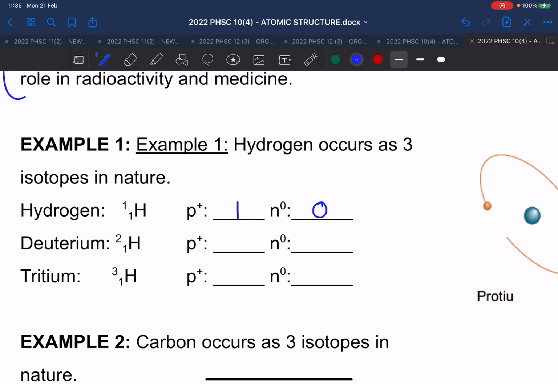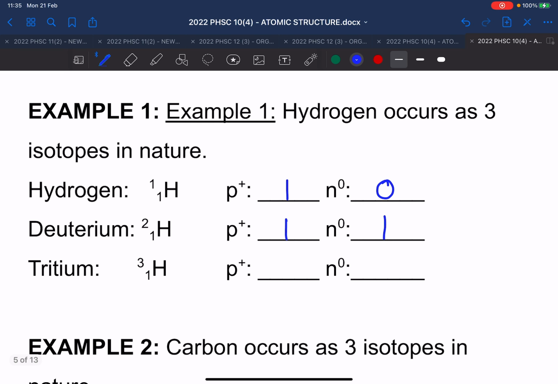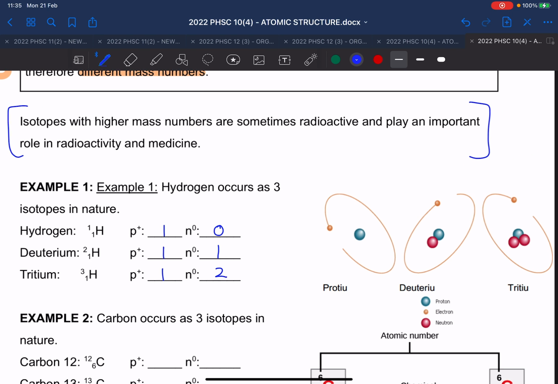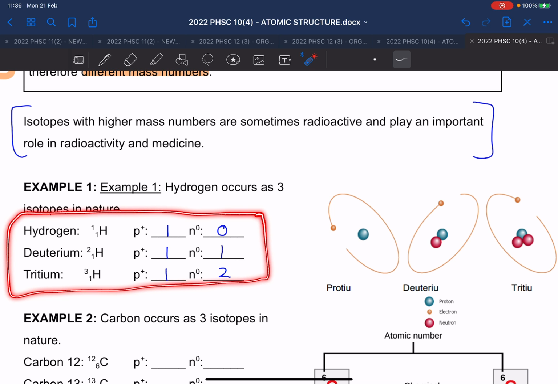Alright. The second one, how many protons? And how many neutrons? 1. And the third one, how many protons? 1. And how many neutrons? 2. So can you see that the protons remain the same? Always. It can never, ever change. It's the number of neutrons that change. For a bonus question, which one of the 3 isotopes will most likely be radioactive?